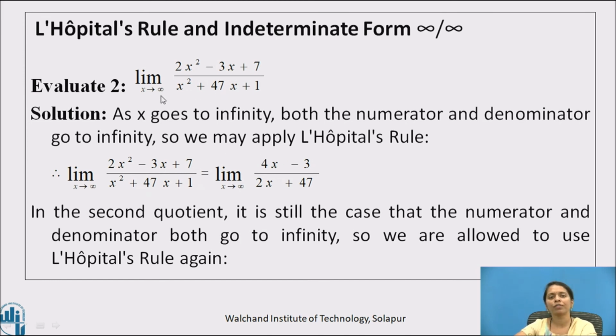Just substitute the value of x here and we will get the numerator infinity and denominator the same, infinity. So L'Hospital rule says that you have to consider derivative of numerator and then derivative of denominator separately, and hence limit x tends to infinity, numerator derivative is 4x minus 3 divided by denominator derivative is 2x plus 47. It is still the case that the numerator and denominator both go to infinity. So, we are allowed to use L'Hospital's rule again.